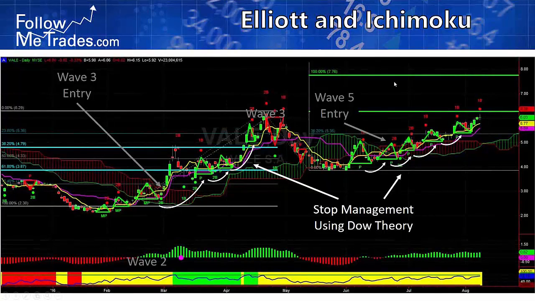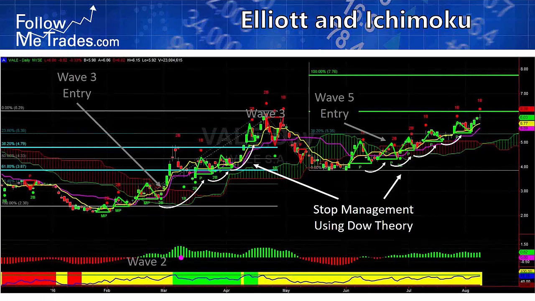So not just because it hits the target zone, it may go beyond the target zone. I'm just going to keep trailing my stop and let the reality of price movement tell me when the trend is over. I won't catch the exact top, right? But I'll never bail out too early. I'll get out when the trend is over. So I use this for stop management and stop placement, right? I use Dow Theory for that.